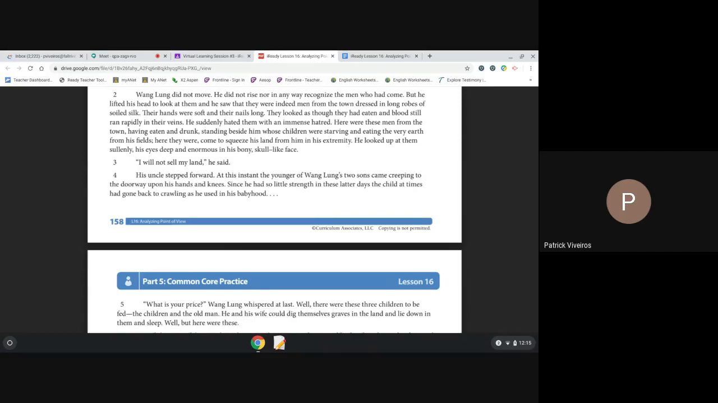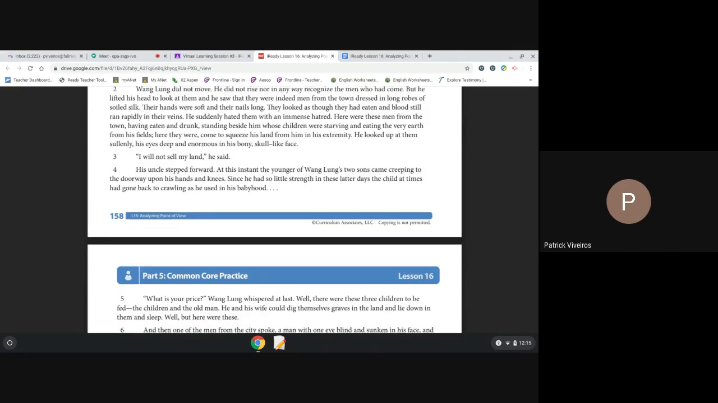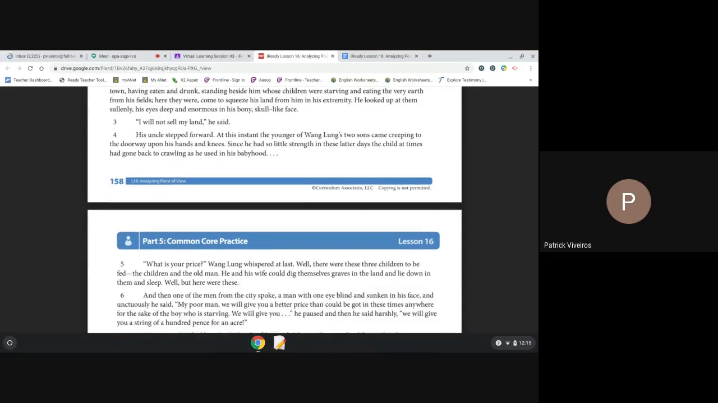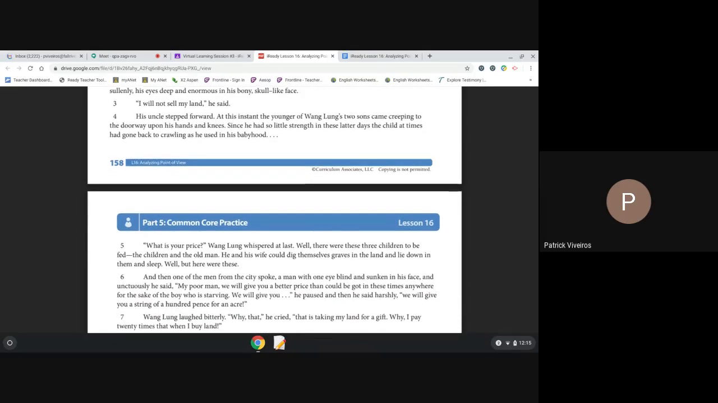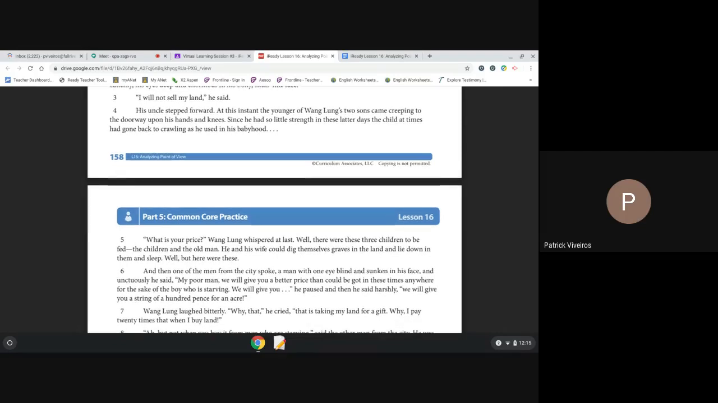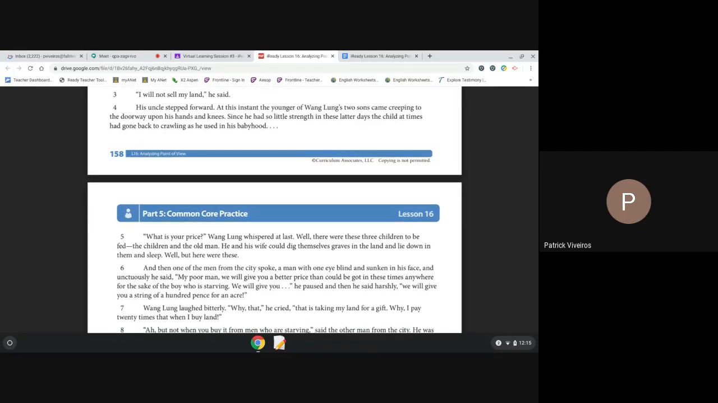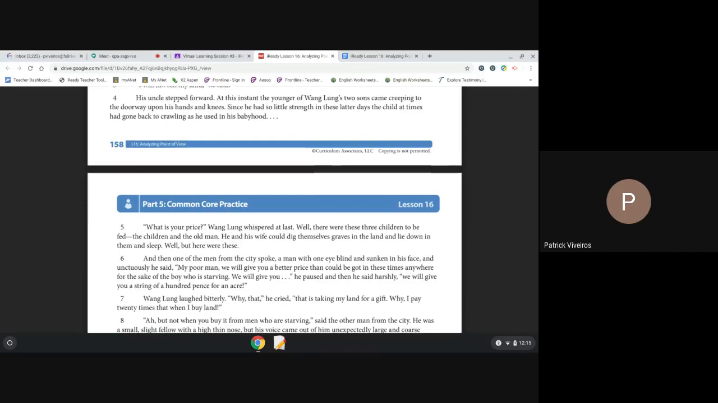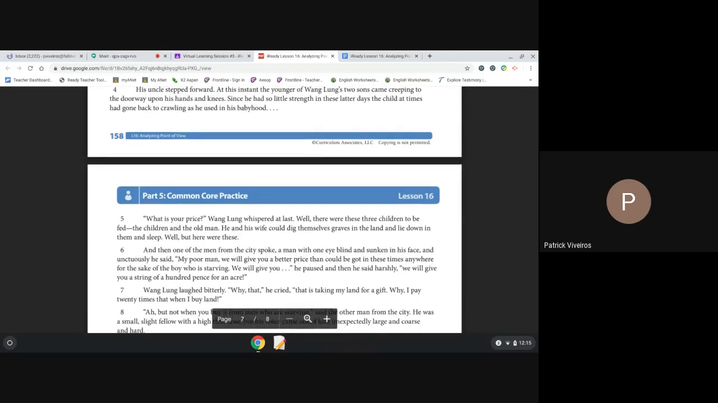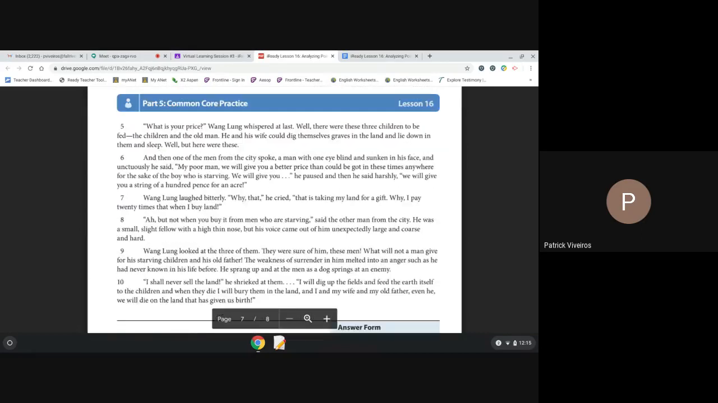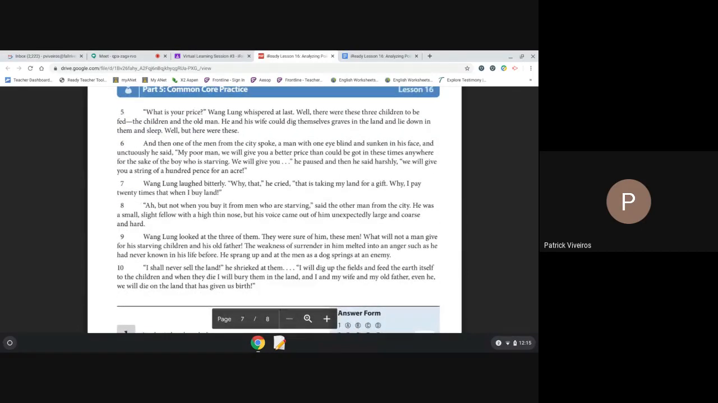But he left town dressed in long robes of soiled silk. Their hands were blood still ran rapidly in their veins. He suddenly hated them with an immense hatred. Here were these men from the town, having eaten and drunk, standing beside him, whose children were starving and eating the very earth from his fields. Here they were, come to squeeze his land from him in his extremity. He looked up at them sullenly, his eyes deep and enormous in his bony skull-like face.